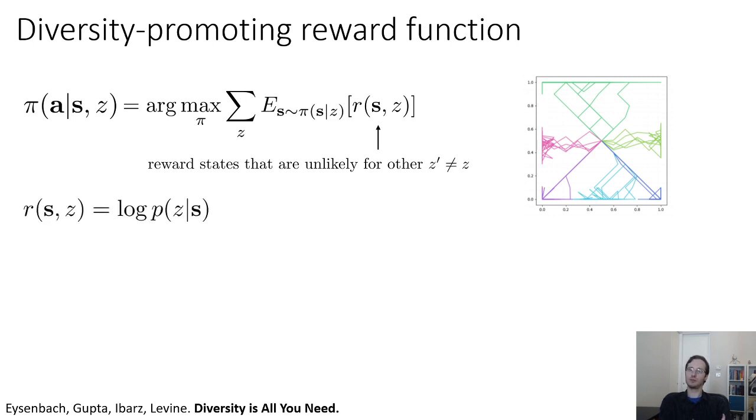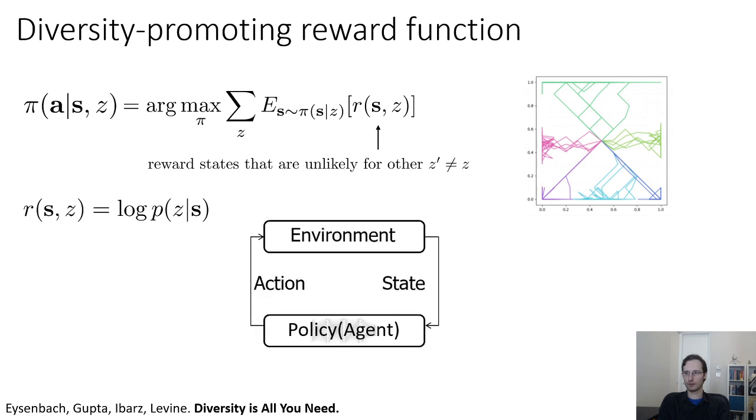So one of the ways to do this is to have the reward be a classifier that guesses which z you are doing based on which state you're in. So this classifier predicts p of z given s and will assign rewards as log p of z given s. So we want to basically make it easy to guess which skill you were doing, and therefore you should visit states that have low probability for other skills.